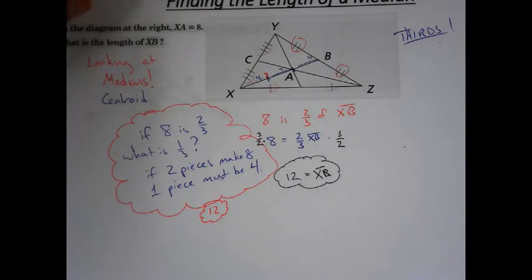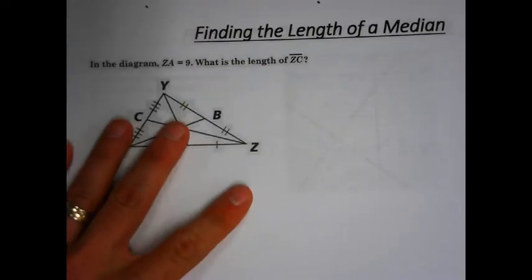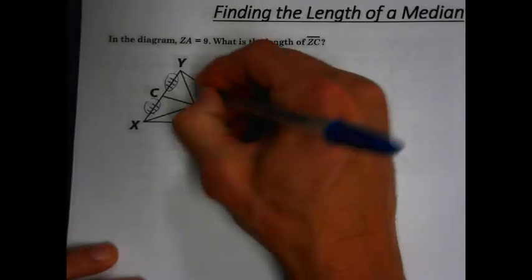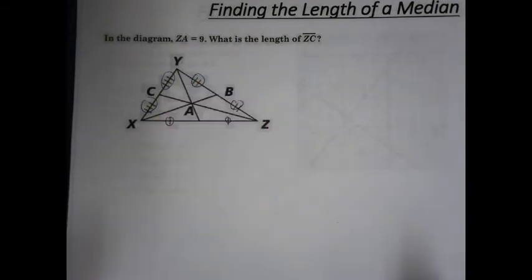Okay, so let's do the next example as well, and hopefully you can see the concept of thirds coming into play. So then in the diagram, are we working with medians? Yes, we are. We are working with medians, so we have a centroid.